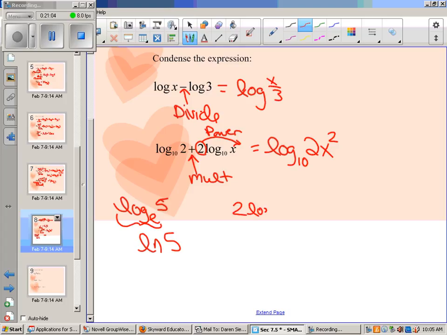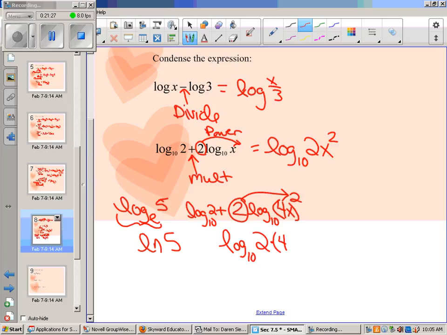So like if you had 2 log base 10 of 4x, then this whole thing would get the power. So this would move to there, but the 4x would be in parentheses. Then I would multiply, so like this. Then I would be taking log base 10 of 2 times 4x squared, which I can simplify because that's 4 squared and x squared. So that's 2 times 16x squared, 32x squared.